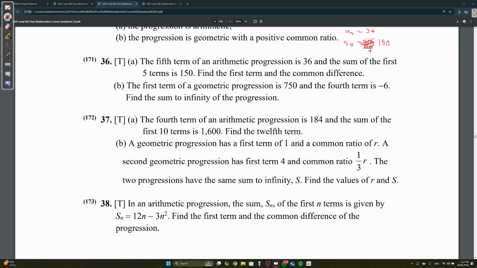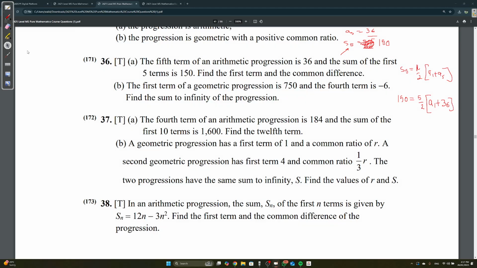How do we find the first term and the common difference? Okay, what is the sum of the first 5 terms? The sum of the first 5 terms is equal to n over 2 times a1 plus an, or n over 2 times 2a1 plus n minus 1 d. But since I have a5, I can just use this one. It's easier. So 150 is equal to 5 over 2 times a1, we're trying to find it, plus a5, which is 36.